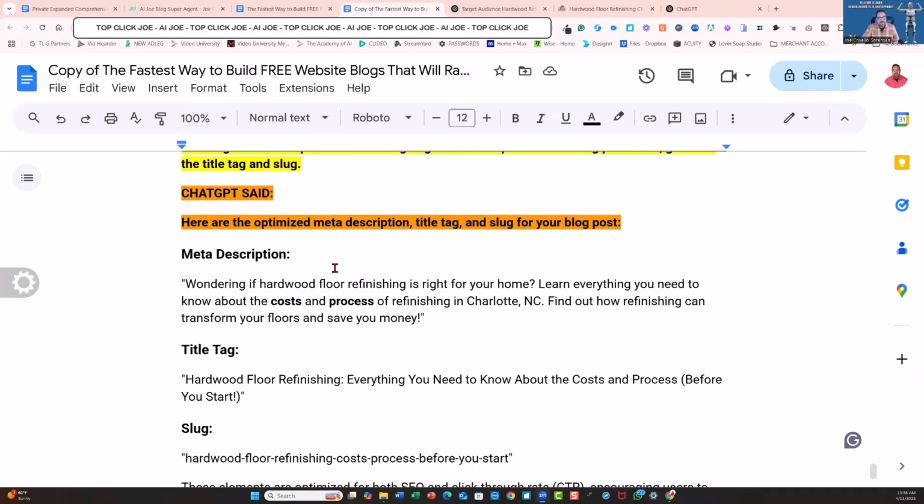Wondering if hardwood floor finishing is right for your home? Learn everything you need to know about the cost and process of refinishing in Charlotte, North Carolina. Find out how refinishing can transform your floors and save you money.